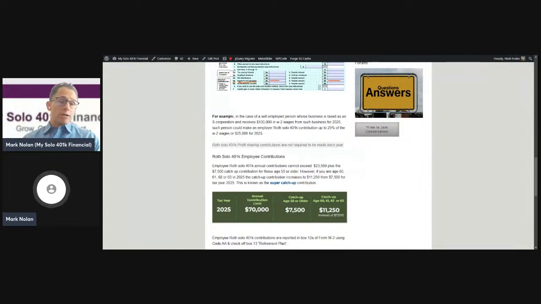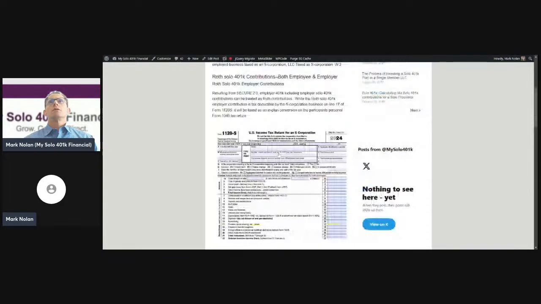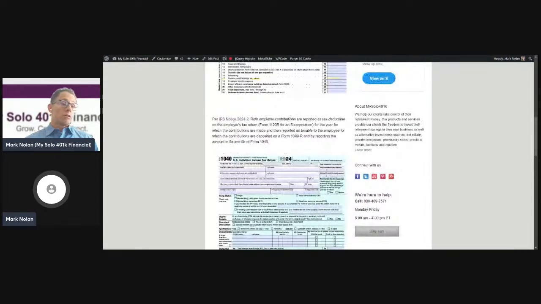Now, you're not required to make employer Roth solo 401k contributions, just like you're not required to make employer pre-tax contributions. That's a question we quite often receive. If you want to learn more about employer Roth contributions, take a look at IRS Notice 2024-2.